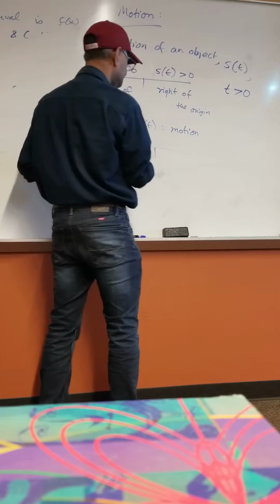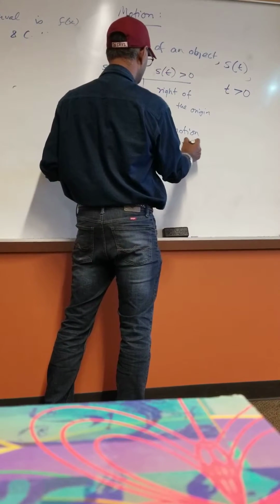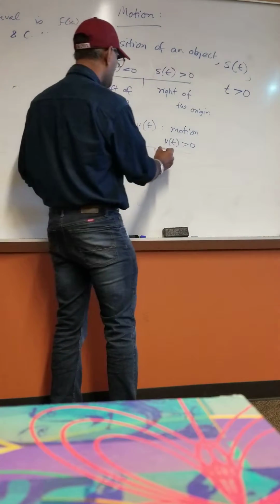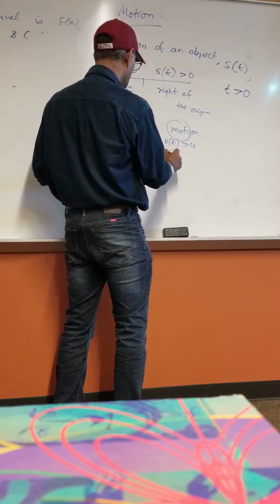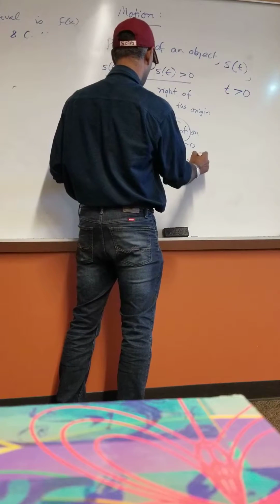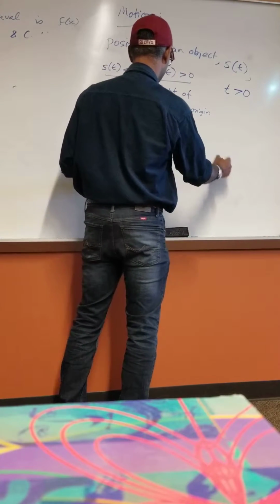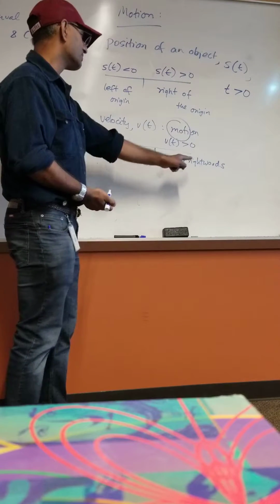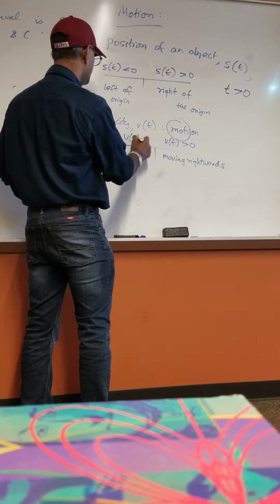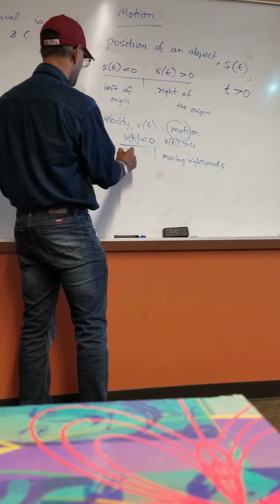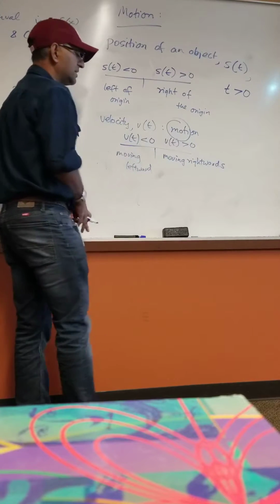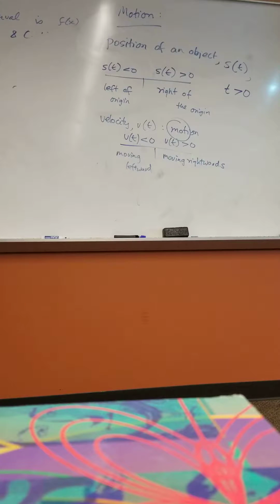This is convention. If velocity is positive, and you'll have to remember this, this is tricky. When the velocity is positive, the object is moving rightwards. On the other hand, when the velocity is negative, the object is moving leftwards. After you copy this, put your pencils down so let me clarify the difference between position and velocity.